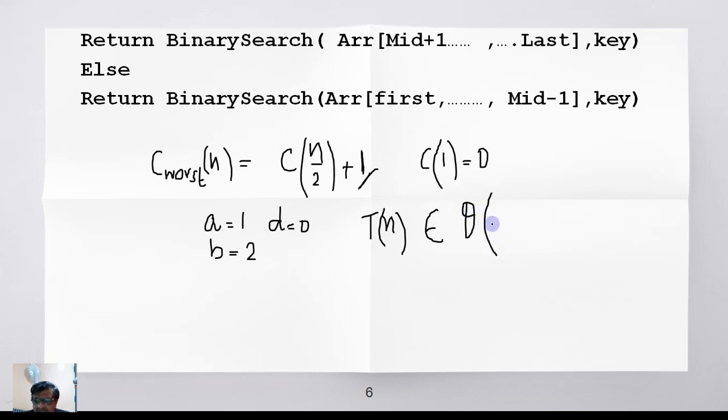N to the power of d is n to the power of 0, so it is 1, therefore only log n would remain. Therefore the complexity of binary search is log n. This is the thing that we need to realize.